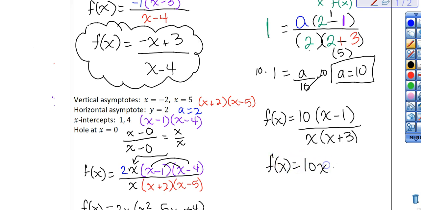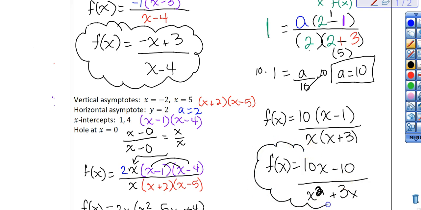So 10x minus 10 over x cubed, not cubed. Try that again. How about squared plus 3x? And again, you can trust me on this one, but when you're doing this for your homework, of course, use Desmos just to double check your asymptote, that the graph fits inside the asymptotes and actually passes through 2, 1. Okay, questions?